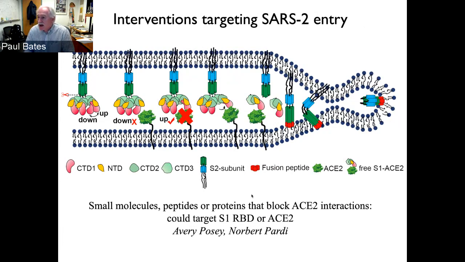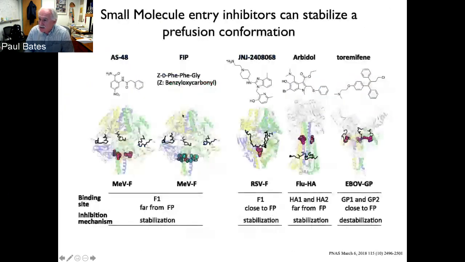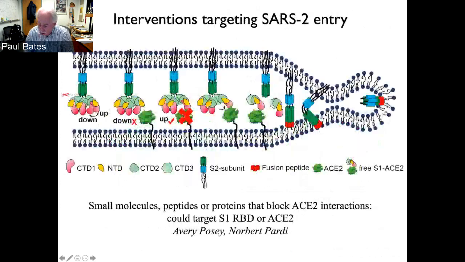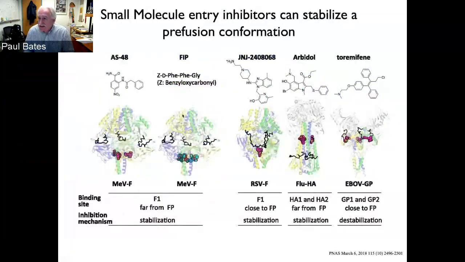Small molecules, peptides, proteins that block ACE2 interactions. Avery Posey has a number of lectins and other things that will bind probably to the carbohydrates all over here and could potentially block this interaction. Norb Pardee is making ACE2-Fc fusions that will be expressed and will essentially decoy the virus, binding to the ACE2 binding site and blocking infection. And then there are some other ideas that are out there.